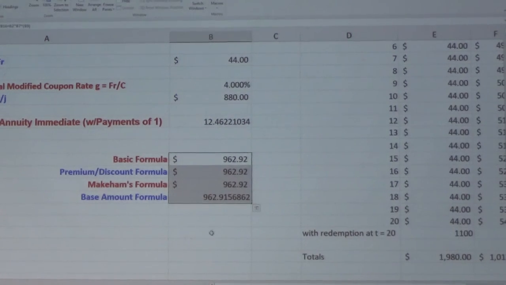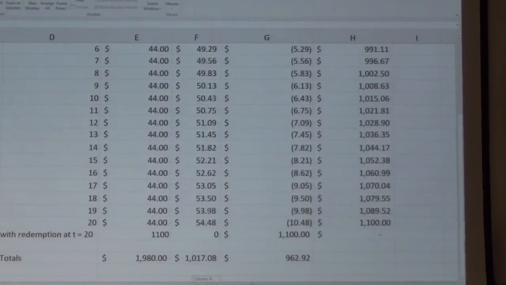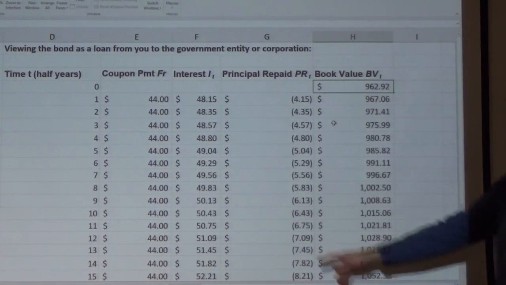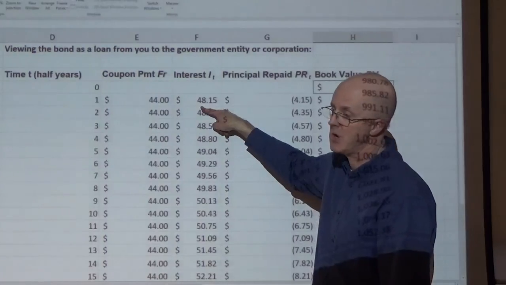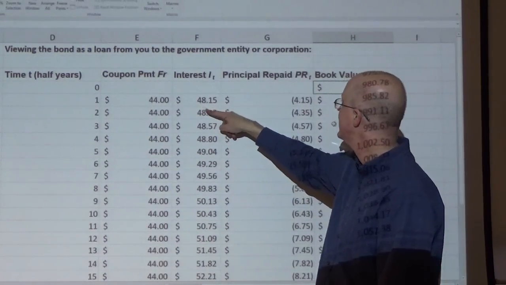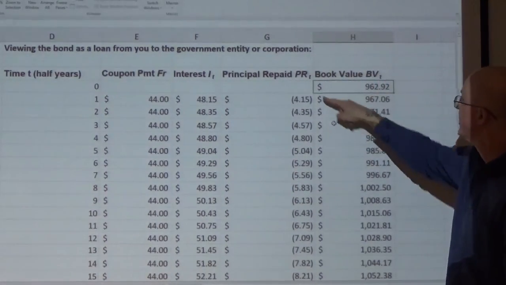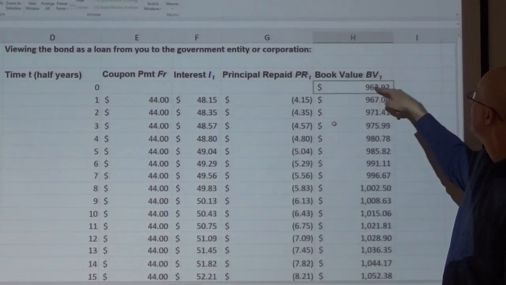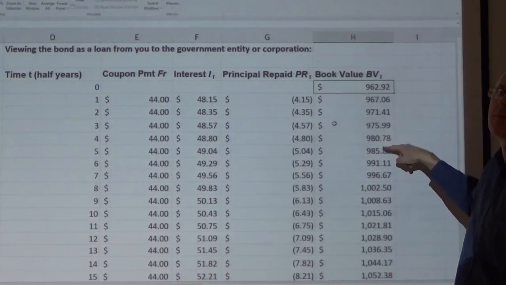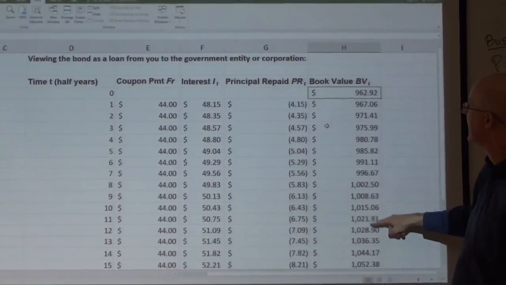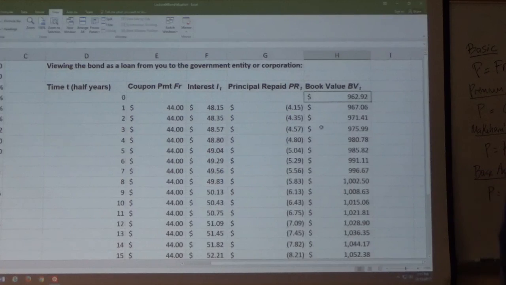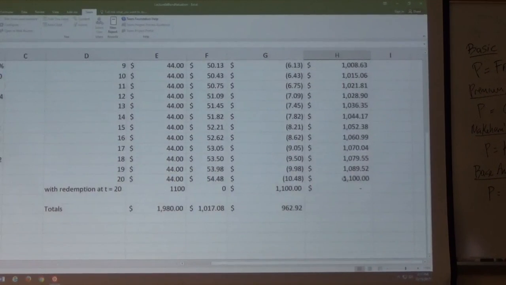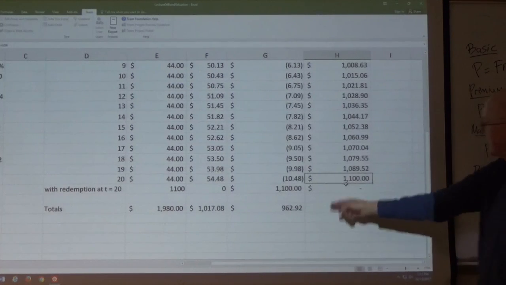And the coupon payments are relatively low compared to the yield rate. The book value, the balance that they owe you, because the coupons do not cover the interest owed based on the yield rate J, these need to go up. The principal repaids are really negatives, parentheses means negative. These numbers go up. Their balance that they owe you goes up over time because they're not paying the interest that they owe. But at the end, you are still back to the redemption value of 1,100, and they do pay it off.